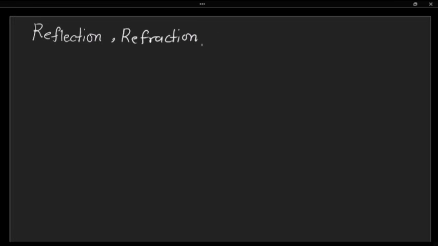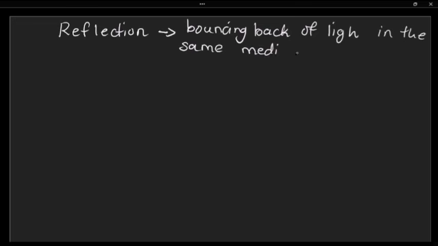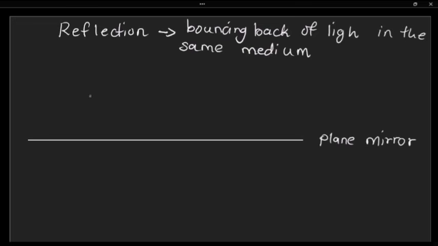In this video we'll be checking reflection, refraction, critical angle and total internal reflection. First, what is reflection? Reflection is simply the bouncing back of a light ray in the same medium. For example, if we have a plane mirror and a light ray striking that mirror, it will simply reflect back.